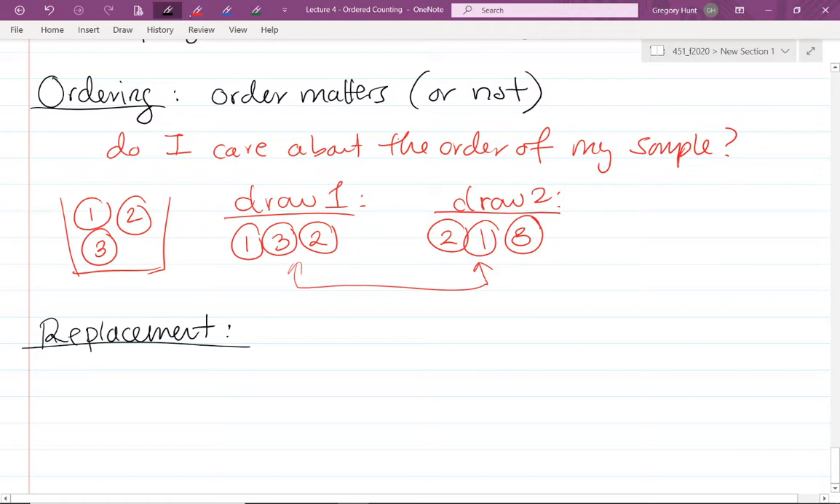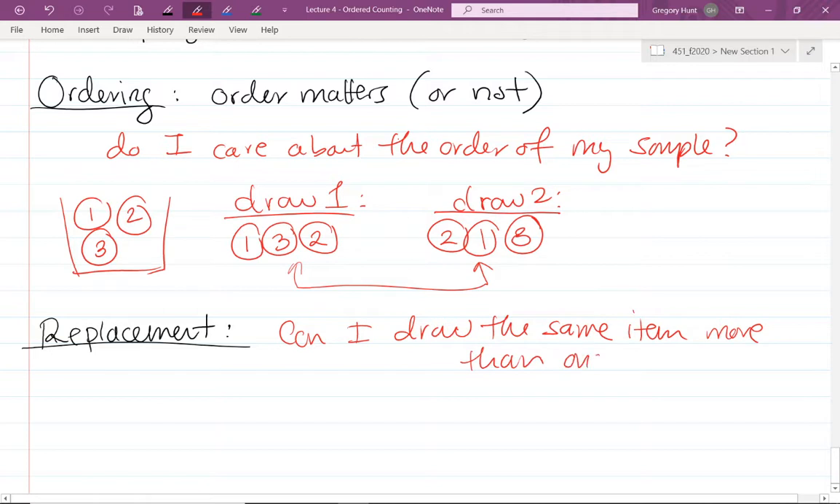And the question here, let's say, can I draw the same item twice? Or let's say more than once. Maybe I could draw it 3 times.